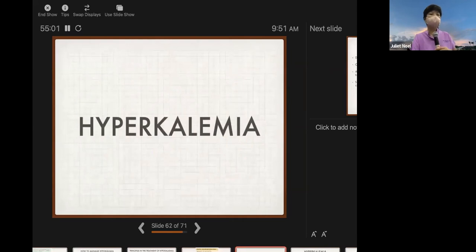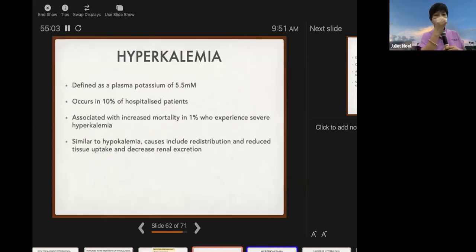So how about the opposite, the hyperkalemia? Define it as a potassium of 5.5 millimoles per liter. It occurs in 10% of hospitalized patients and is associated with increased mortality in 1% who experience severe hyper-K. Similar to hypo-K, causes include redistribution, reduced tissue uptake, and decreased renal excretion.